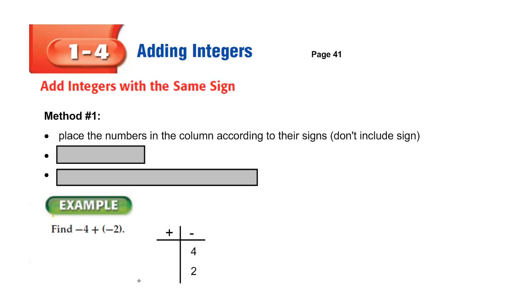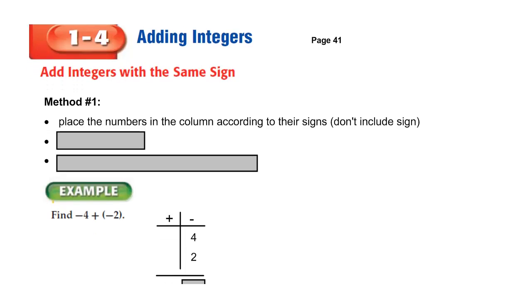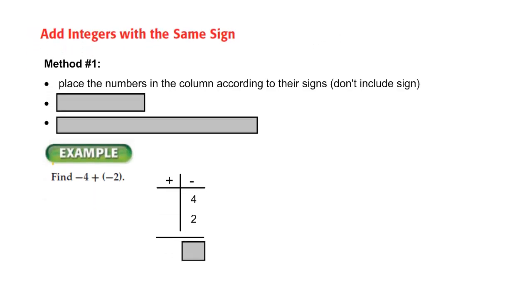The first method, what I'm going to have you do is to make what's called a small T-chart down here, where you have a plus and a minus. See how I have a plus on the left and a minus on the right and a T? And you're going to put the numbers in the column according to what sign is in front of it. So we have a -4 and a -2. So both of those numbers will go on the right-hand side where the negative column is.